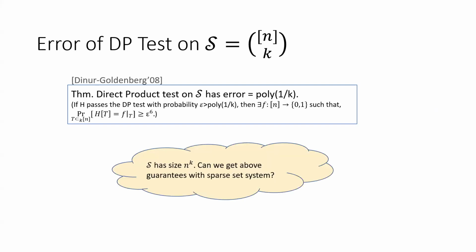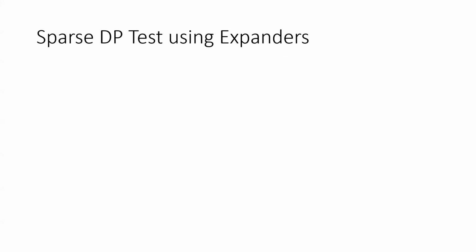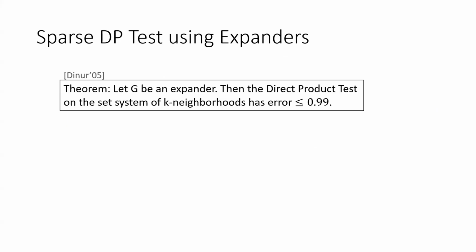Okay, so this set system has size n to the k. So a natural question is, can you get the same guarantees or similar guarantees with a sparse set system? Okay, so this is exactly what Noor did.